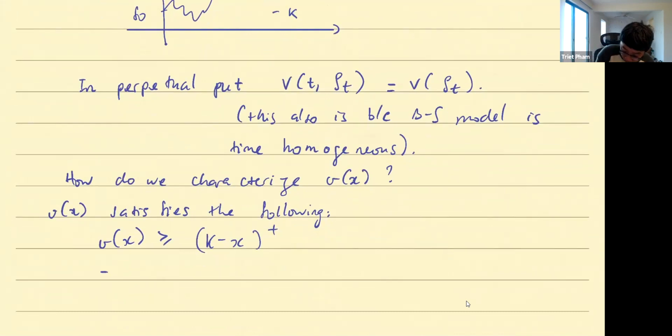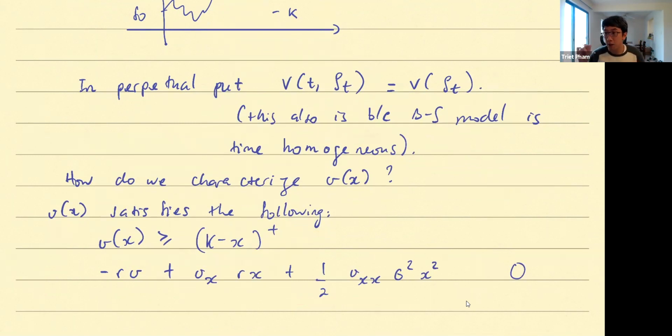Minus rV plus V sub x r x plus 1/2 V sub xx sigma squared x squared, and 0. You recognize what this is? This is your good old Black-Scholes PDE, except there's no t dimension, because time goes away in a perpetual option. So there's no V sub t. It should not be little t, it should be big T, but anyway. So what is it here?